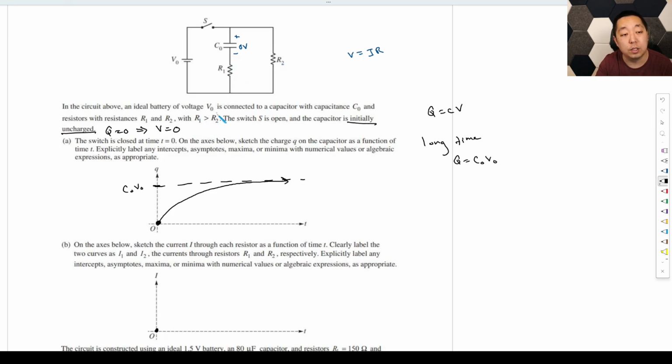Through R1 and R2. Now, when you close it immediately, this is the key thing to think about. The voltage can't change instantly on the capacitor, but the current absolutely can. So right now we're studying immediately after you close the switch. So what's going to happen, we close the switch.